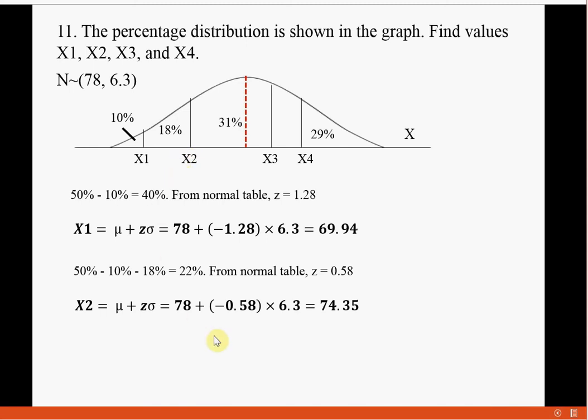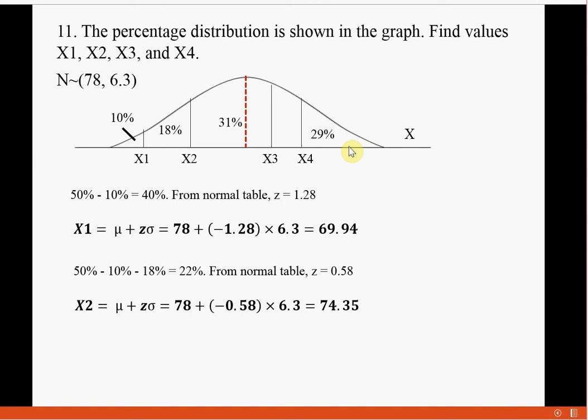Now, x3. We can use a similar procedure to calculate the value of x3. But now x3 is located to the right of the mean. We just have to follow almost exactly the same steps. We need to find out the z-score that corresponds to x3. For that reason, we need to find out the percentage between the mean and x3.